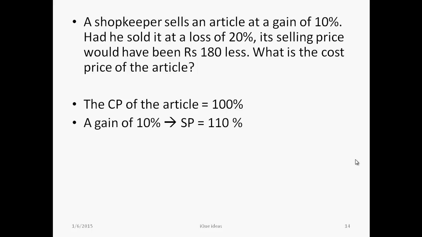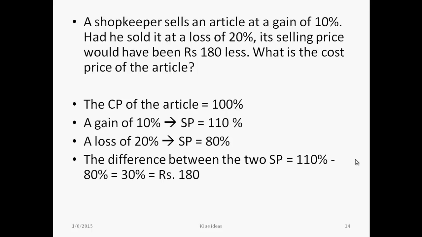Now, he had got a gain of 10%, which would have made the selling price in the first case as 110%. Had he sold it at a loss of 20%, the sale price would be 20% less than CP, that is 80%. Now, the difference between the two selling prices, 110% and 80%, is 30%. And the problem says that had he sold it at a different sale price, the sale price would have been 180 rupees less. So 30% less is same as rupees 180 less.